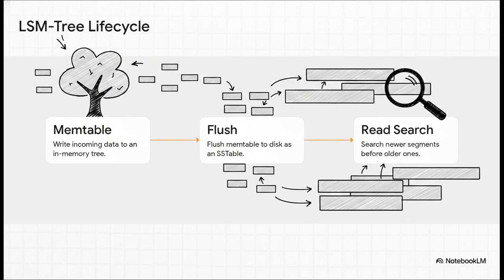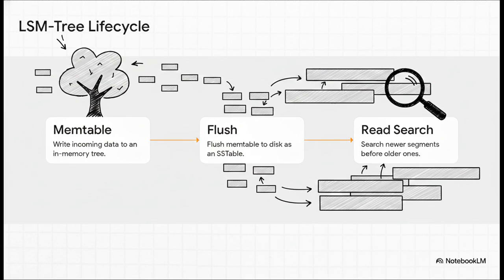Step 1, incoming writes don't actually go straight to the hard drive. They go into a fast, temporary memory structure called a memtable. Think of this memtable like a physical notepad sitting right on your desk. Because it's in memory, it can sort the data instantly as it arrives.